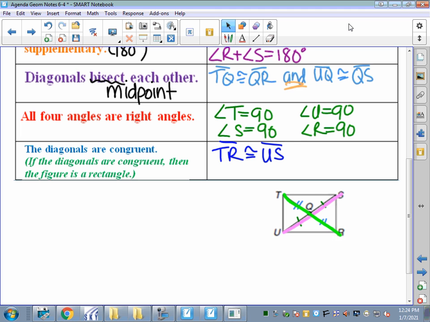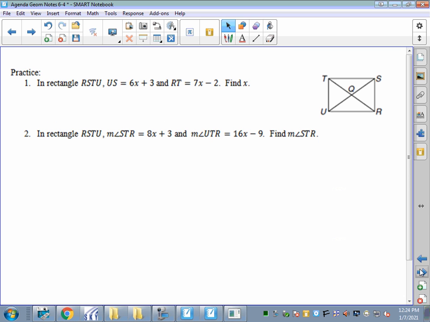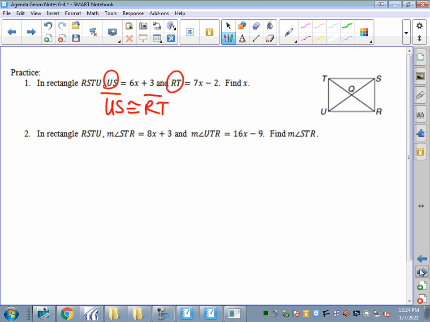All right, let's do, I think, a couple examples should be fine because this feels a lot like what we've been doing all along. There's a reason for that. We kind of group things together. So let's say in problem number 2, let's do 2. Let's skip 1. 1 is too easy. 1 is just the diagonals are congruent, right? It gives us segment US and segment RT. Well, US is congruent to RT. Too easy. Let's not do that one.